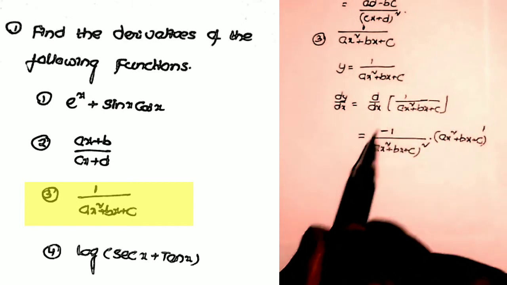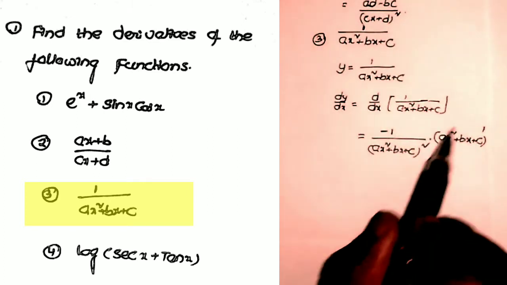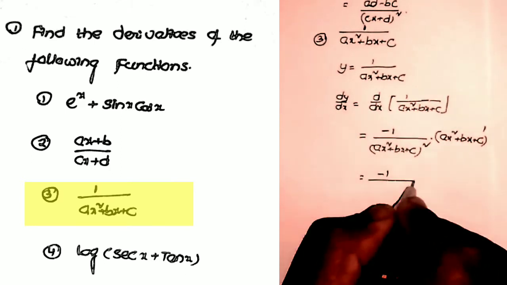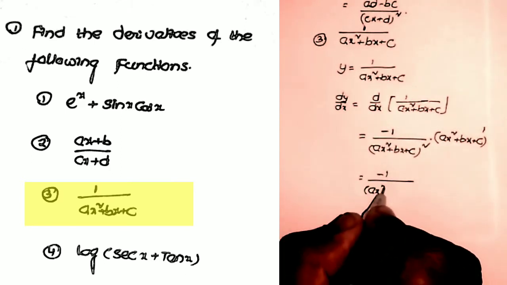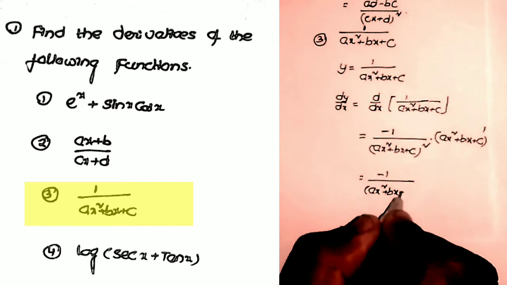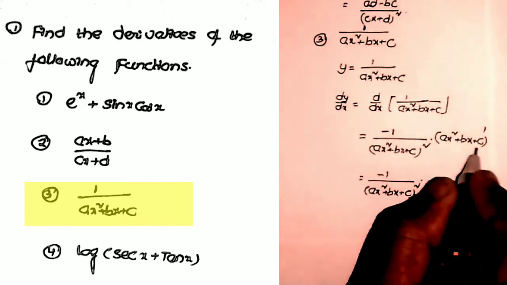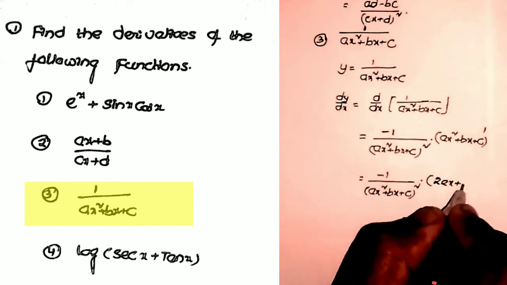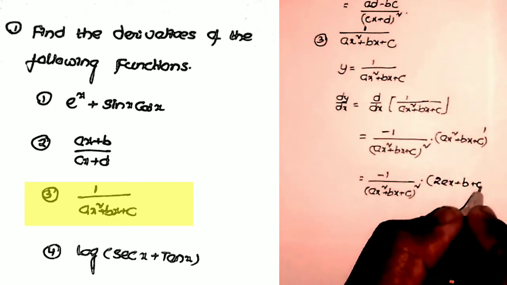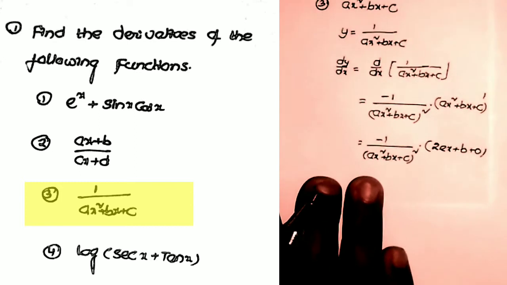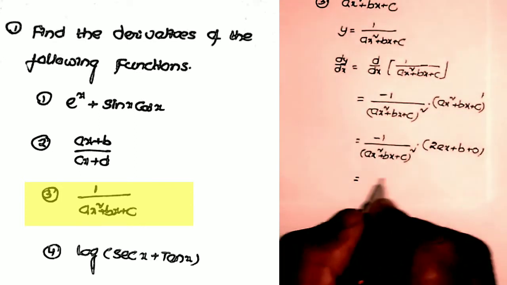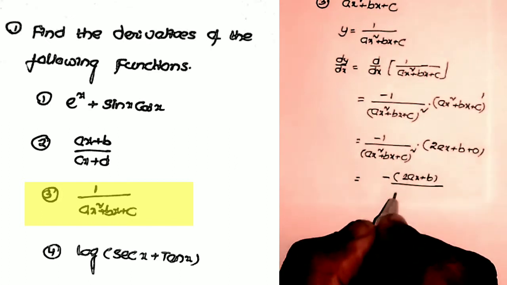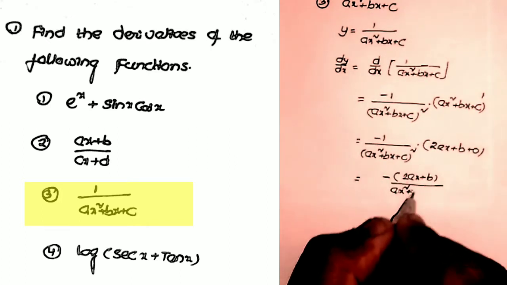1 by x derivative is minus 1 by x square. Again the derivative of x. What is x here? ax square plus bx plus c. That is minus 1 by (ax square plus bx plus c) whole square into the derivative of ax square plus bx plus c: a into 2x, that is 2ax, b into 1, that is b, plus c derivative 0. So the answer is equal to minus of (2ax plus b) by (ax square plus bx plus c) whole square.